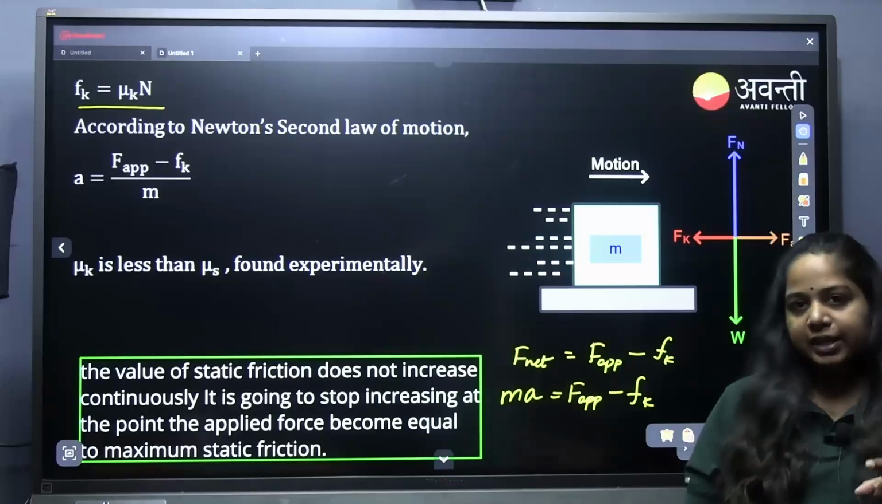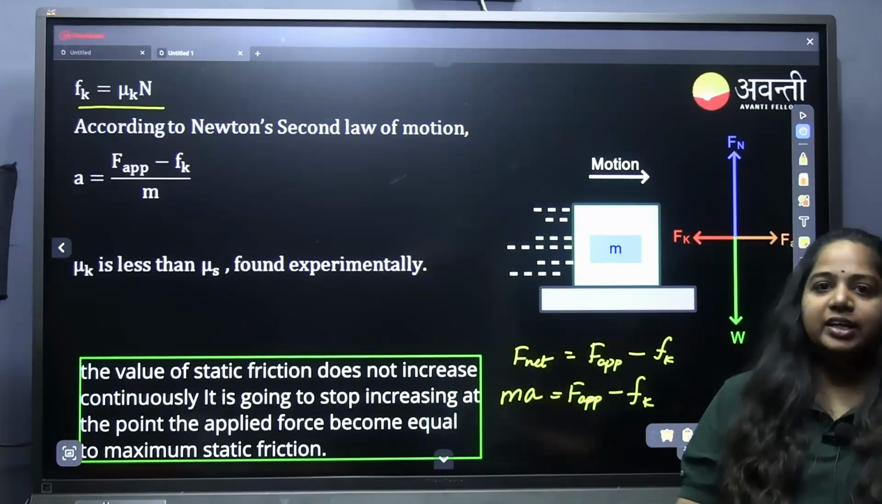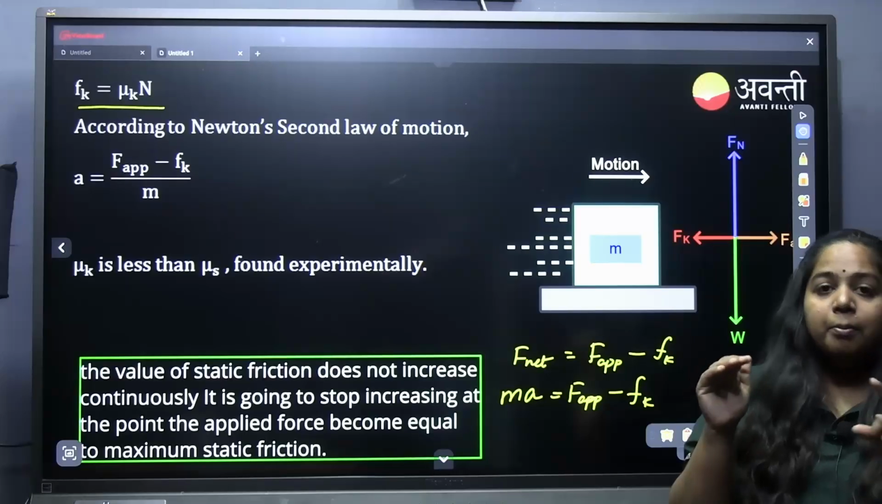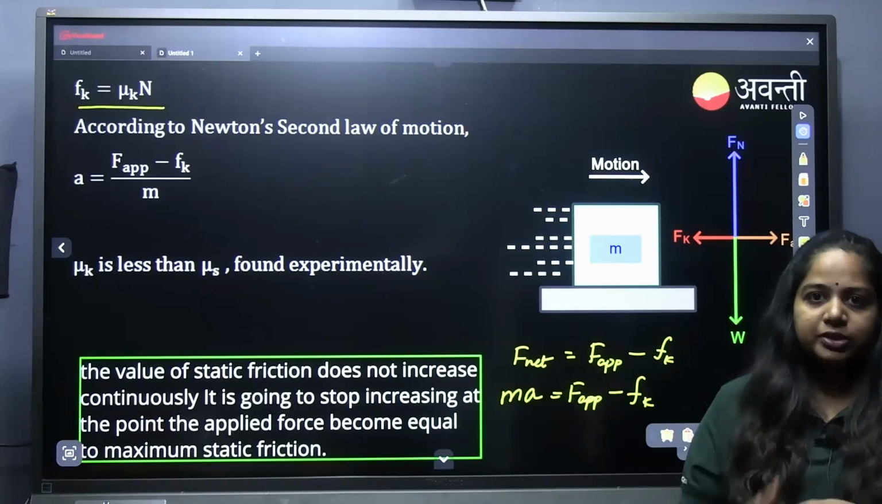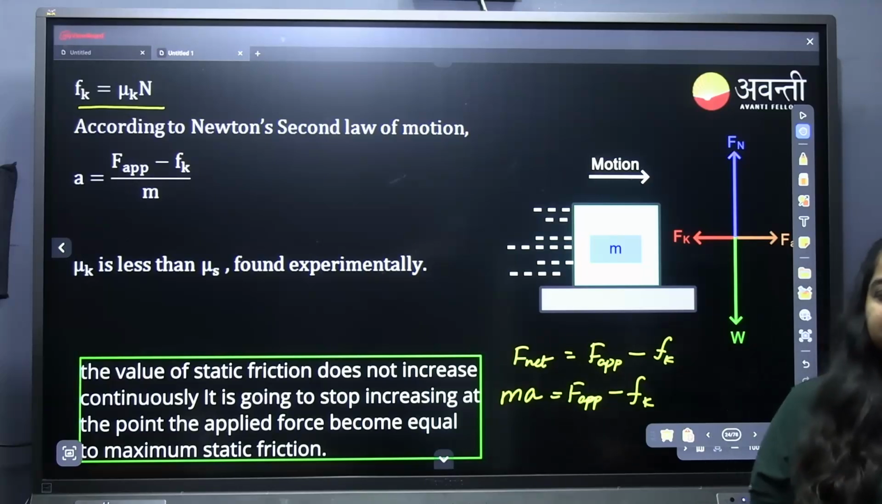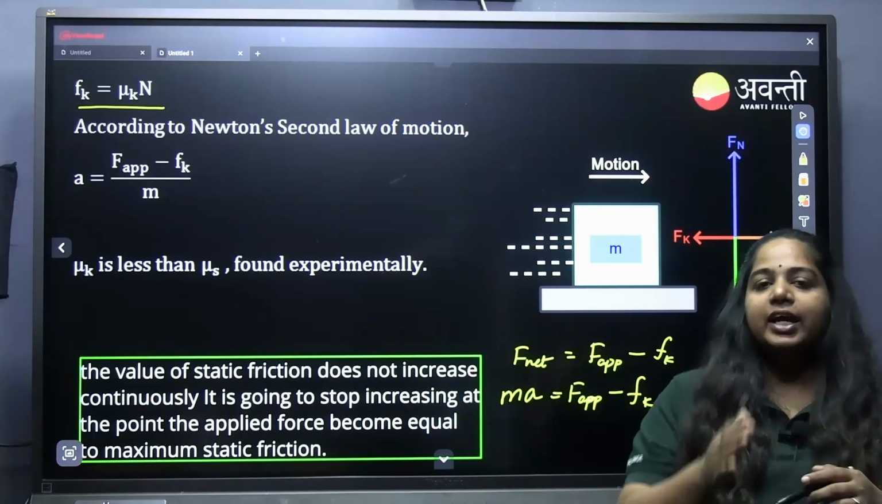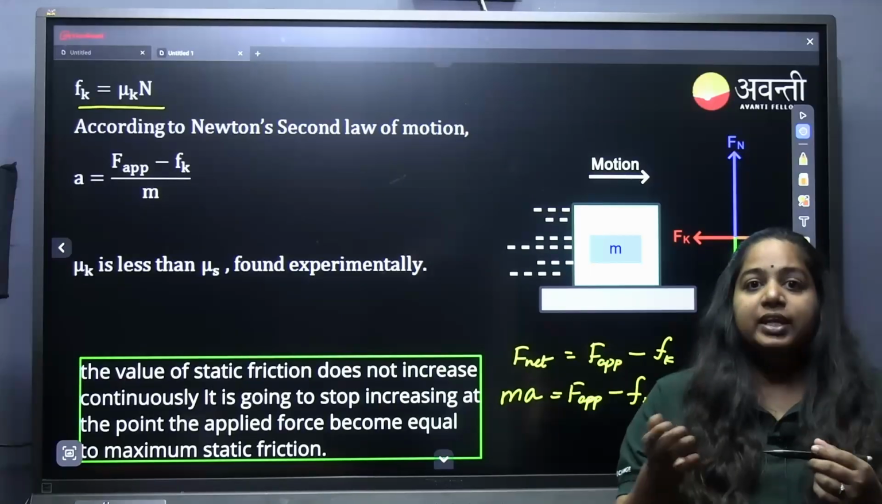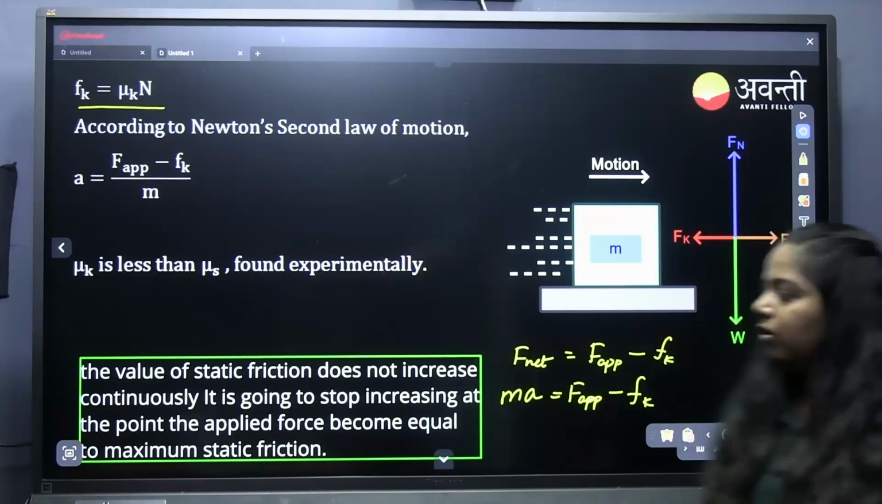So this is the same thing I told you before. Static friction will increase from 0, and as applied force increases, static friction also increases. But it will reach a maximum value, that is also called limiting friction. I am not confusing you with names. So there is a maximum value of static friction. After that, the body will start moving. Then instead of static friction, kinetic friction will act.